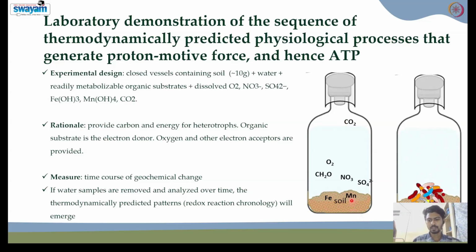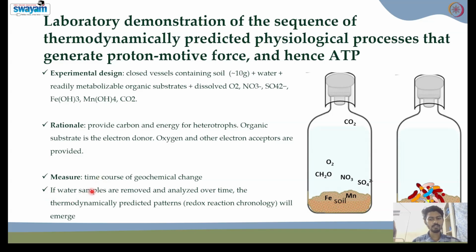And we know that the soil contains millions of microorganisms, right? And we will test what these microorganisms assimilate first. Why do we perform this experiment? What is the rationale behind it? We provide carbon and energy for the heterotrophs, the organic substrate is the electron donor, and oxygen and other electron acceptors are also provided. And what do we measure? With respect to time, we observe the changes in the ecosystem.